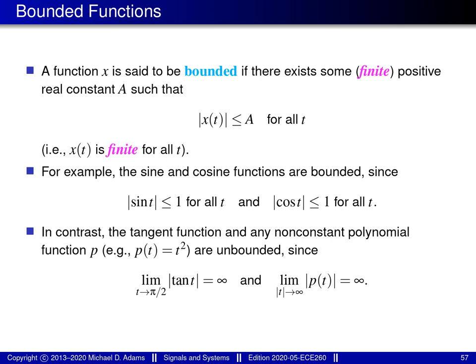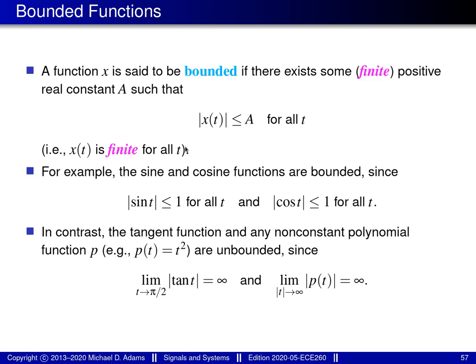Next I need to introduce the notion of a bounded function. A function x is said to be bounded if there exists some finite positive real constant a such that a condition of the following form is satisfied. Essentially what this condition is saying is the function is never infinite. For any value of t, the function is always finite. Because if there was even a single point where the function x was infinite, there would be no finite choice for a that would satisfy this inequality.